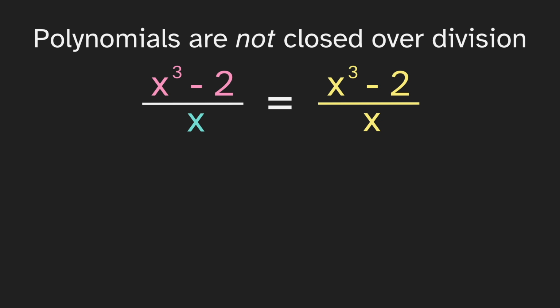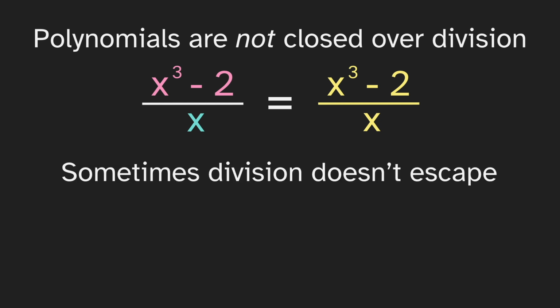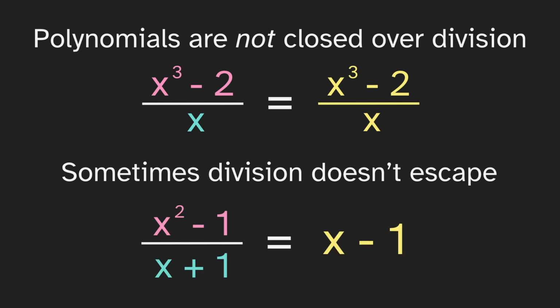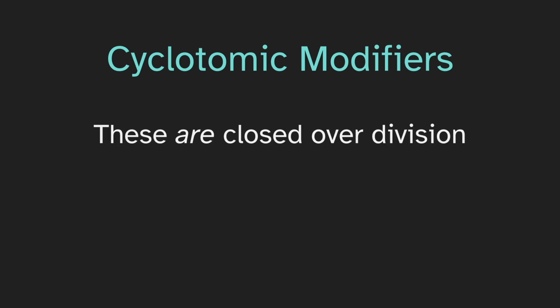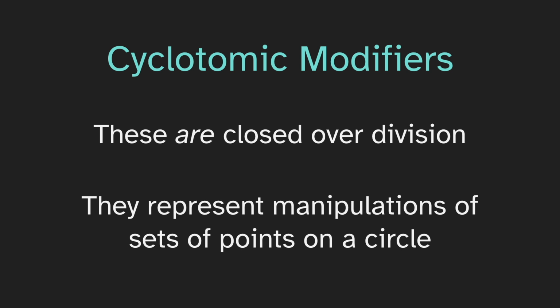But again, like the integers, sometimes division doesn't escape. Here we see an example of a polynomial division that results in a polynomial. So there are these special cases. And in this video, I'm going to give an overview of cyclotomic modifiers. This is a type of polynomial that I've found while studying cyclotomics, and these are closed over division. And they make a good topic for a video because they represent manipulations of sets of points on a circle.